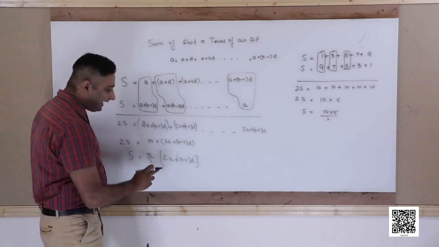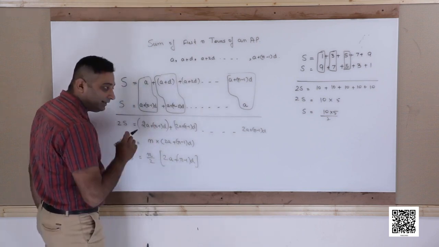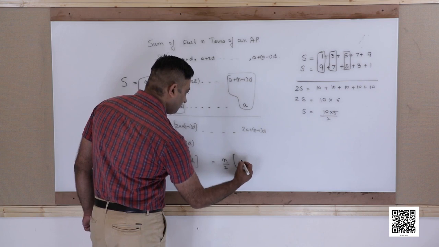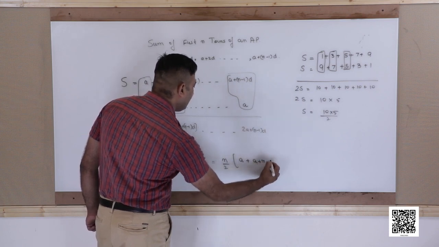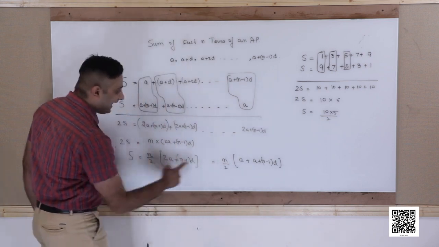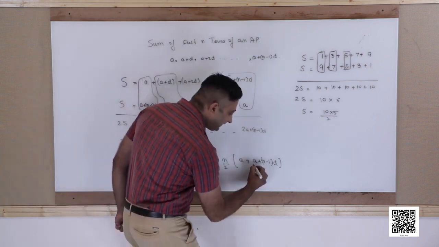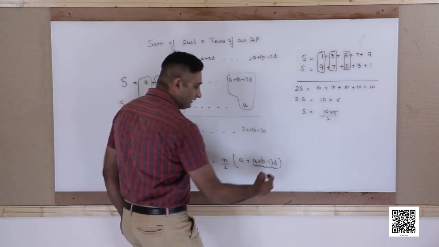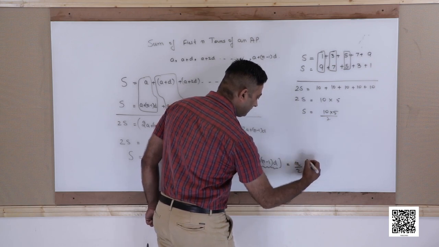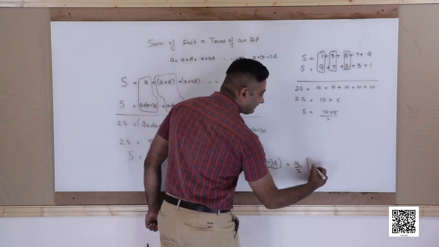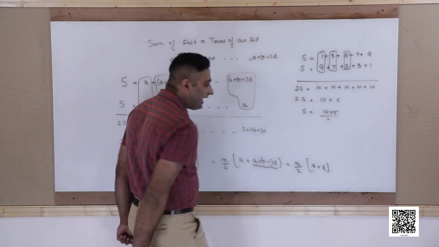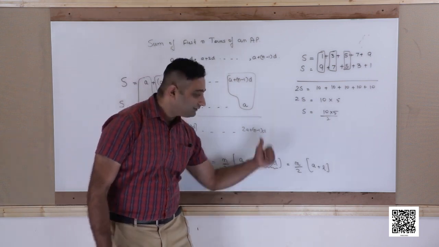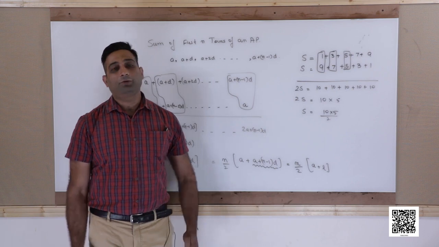Now if we consider that the last term of the AP is the nth term, that means we can split this as n by 2 into A plus n minus 1 into D. We split 2A as A plus A. Now we can say that the nth term A plus n minus 1 into D could be the last term of the AP. Then we can easily say that this formula changes to n by 2 into A plus L, where L is the last term or the nth term of this AP. If we have to find the sum up to n terms, then the last term will be the nth term of this AP.